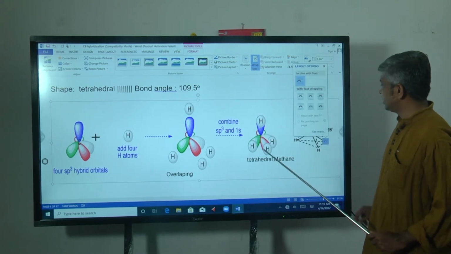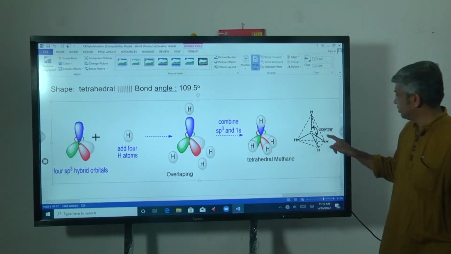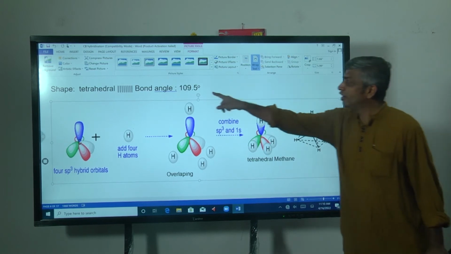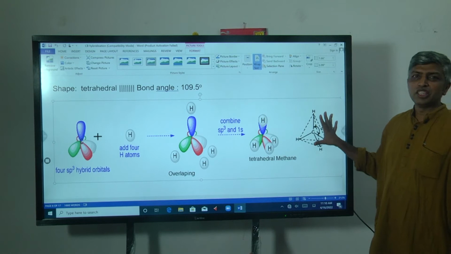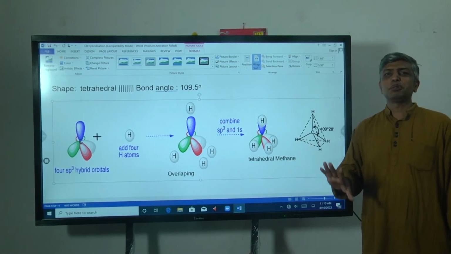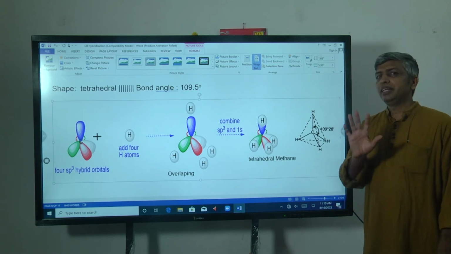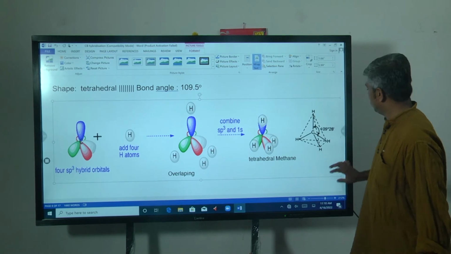So when you come over here, the structure is like this, with the angle between the bonds. Here the skeleton structure is at 109 degree 28 minutes, or 109.5 degree. This is the way you represent the structure of methane with respect to hybridization. Hope you got it. If you have any doubts, you are always welcome. So we are going to the next point.